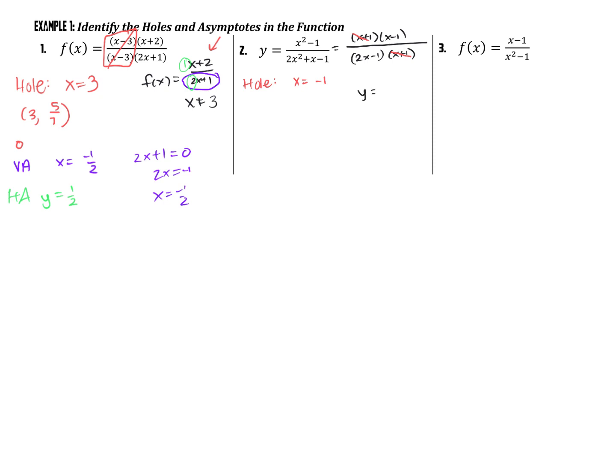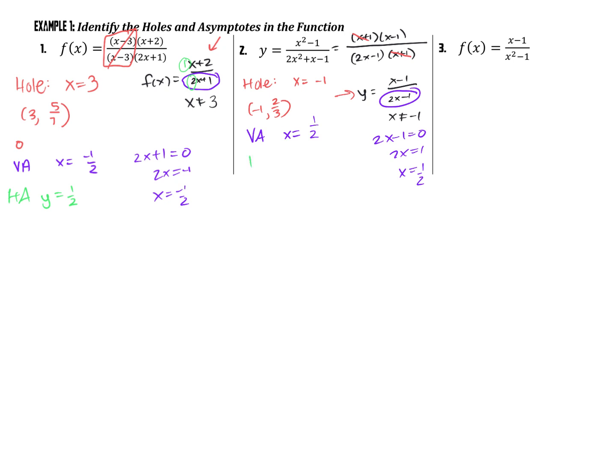So my new function would be x minus 1 over 2x minus 1 as long as x is not equal to negative 1. To find the y-coordinate of the hole, I'm going to plug negative 1 into my new function. If I plug in negative 1, I'm going to get negative 2 over negative 3, which is going to give me positive 2/3. Now looking at that function, I can identify my vertical asymptote, which is any x value that makes the denominator 0. What x value makes this denominator 0? When x is positive 1/2.